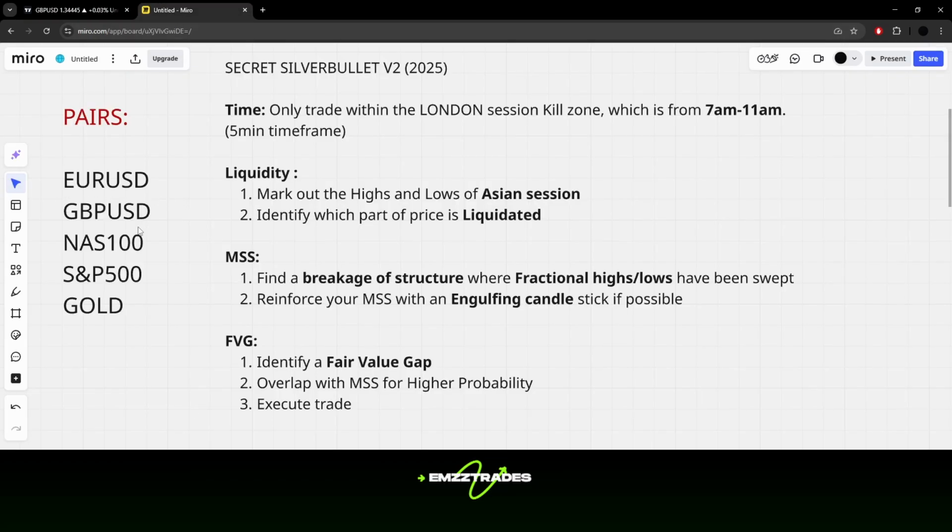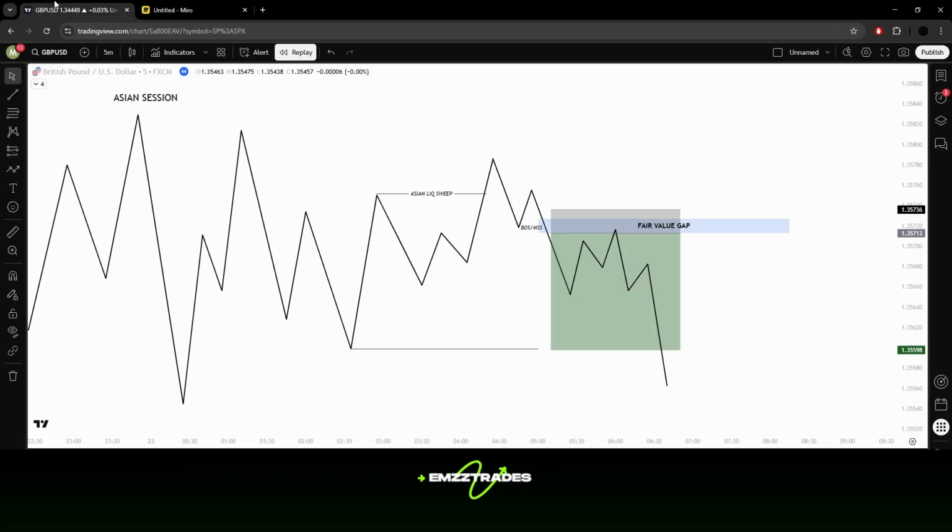This works on GBP/USD, EUR/USD, NAS 100, S&P 500, and gold. Okay, so that's all you need to do there.